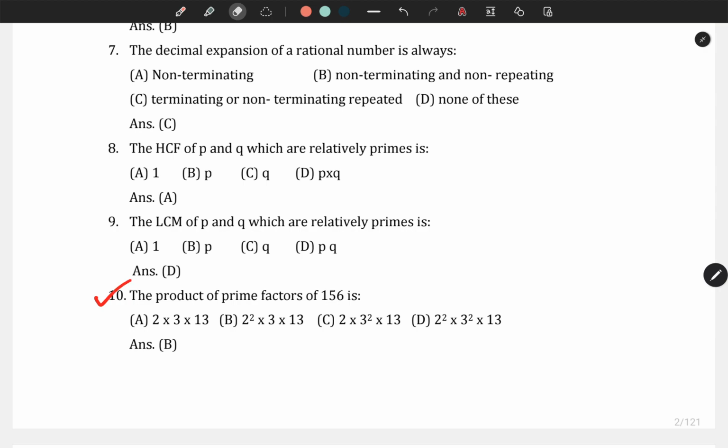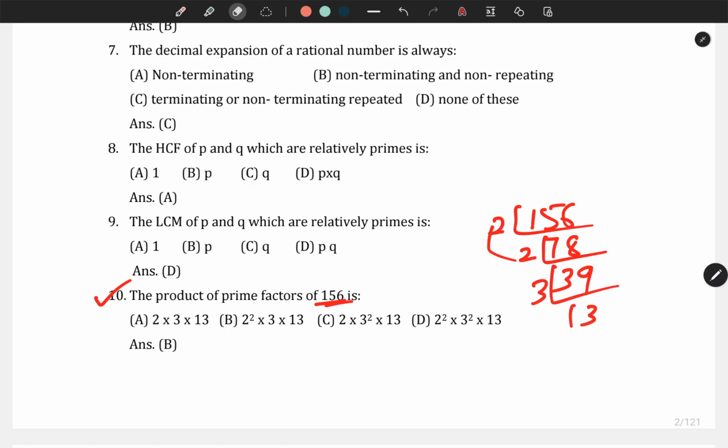Next question, the product of the prime factors of 156. We just have to factorize this with prime numbers. The first prime number is 2: 2 sevens are 14, 1 left, 2 eights are 16, 2 ones are 2, 2 threes are 6, 2 nines are 18, then 3 ones are 3, 3 threes are 9. So the product will be 2 square into 3 into 13. So where do we have 2 square into 3 into 13? This is the correct answer.